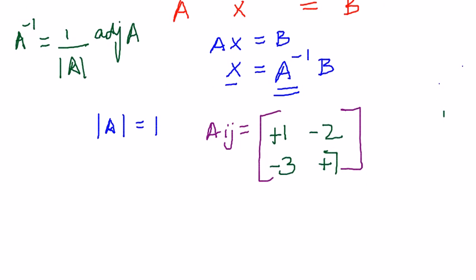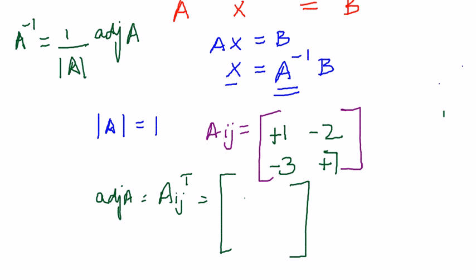Now adjoint of A will be the transpose of the cofactored matrix, right? So can we transpose the above matrix? So it will be 1, minus 2 and minus 3, 7.